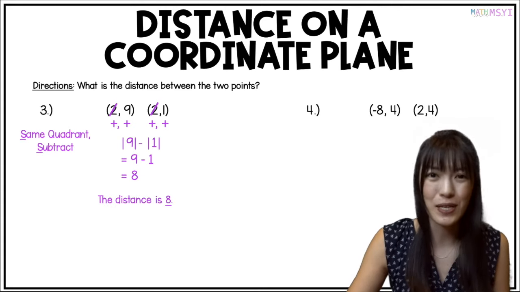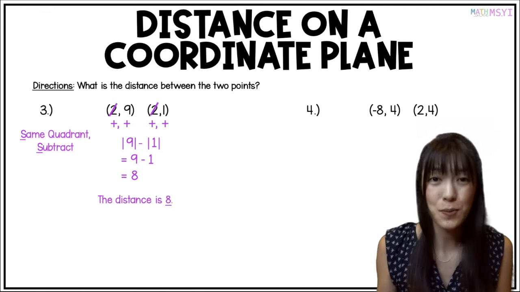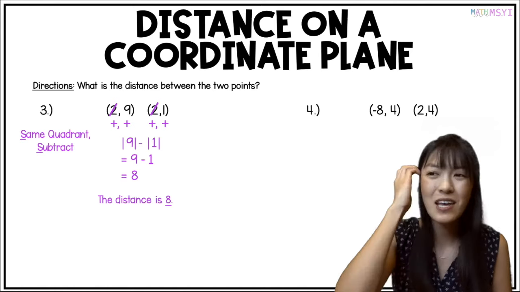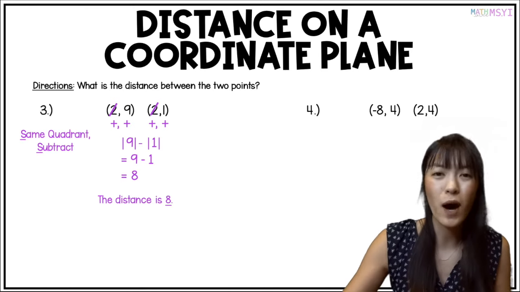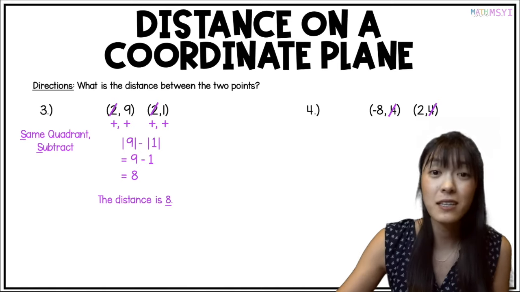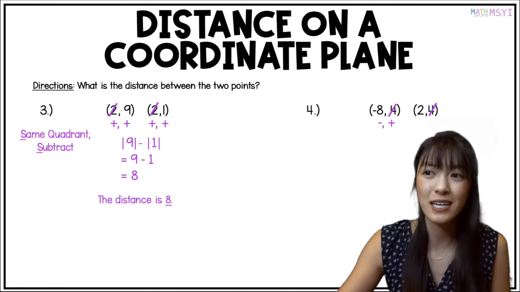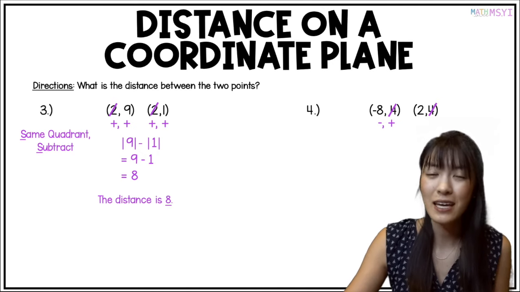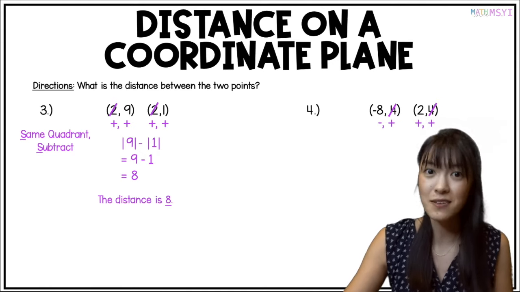Let's try this one. So I'm looking at these two points. The first thing I want to do is cross out my same axes, and that's going to be my y-axis here. I'm crossing out my 4s. Now I'm taking a look, what are my quadrants here? So I'm writing down the signs of my numbers: negative, positive, positive, positive.